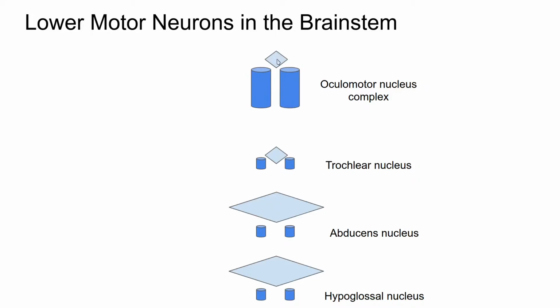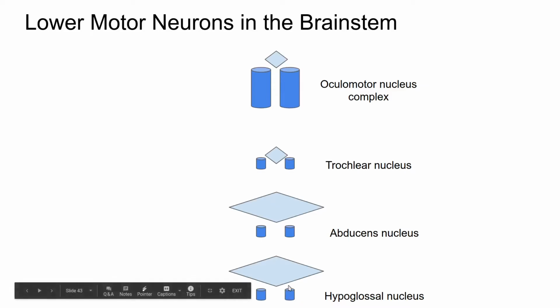This is the cerebral aqueduct. This is the fourth ventricle. So the rule here is near the midline, beneath the floor of the fourth ventricle or of the ventricular system is where you'll find the controllers of voluntary eye movements and voluntary tongue movement.